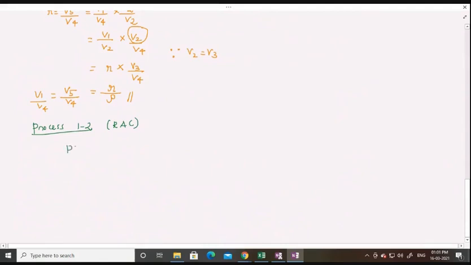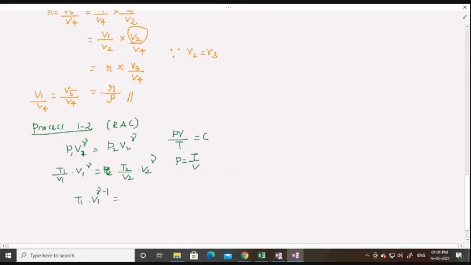So the general formula is P V to the power gamma equal to, sorry, P1 V1 to the power gamma equal to P2 V2 to the power gamma. Actually we need to replace it in terms of temperature. The general gas equation is PV by T equal to C. So instead of P we can substitute T by V: T1 divided by V1 into V1 power gamma equal to T2 divided by V2 into V2 power gamma. So T1 into V1 power gamma minus 1 equal to T2 into V2 power gamma minus 1.